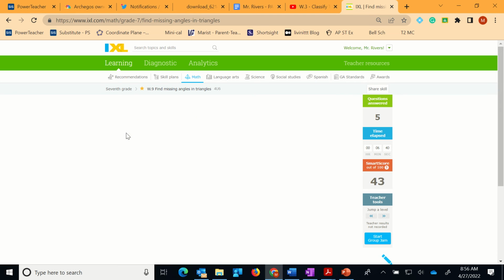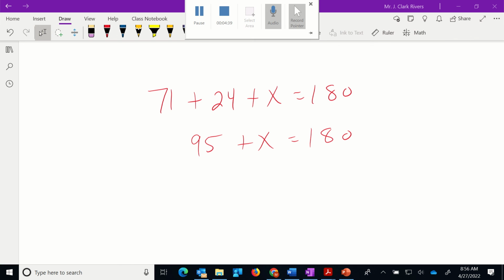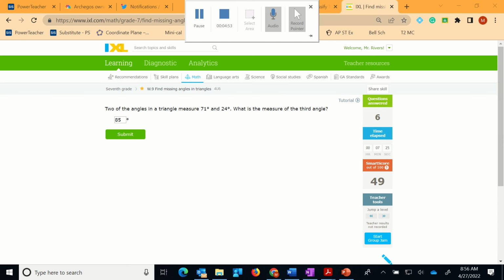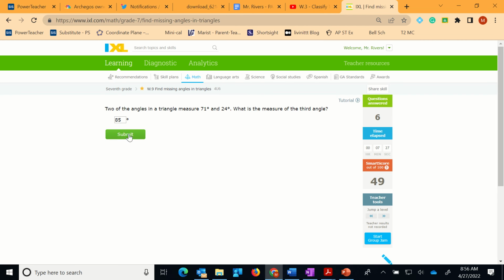Let's keep moving. Two of the angles in a triangle measure 71 and 24. What's the measure of the third angle? So that'd be 71 plus 24 plus x equals 180. We subtract 95 from both sides, right? 71 plus 24 is 95. We subtract 95 from both sides, and we get 85 degrees. So there you go, 85 degrees.